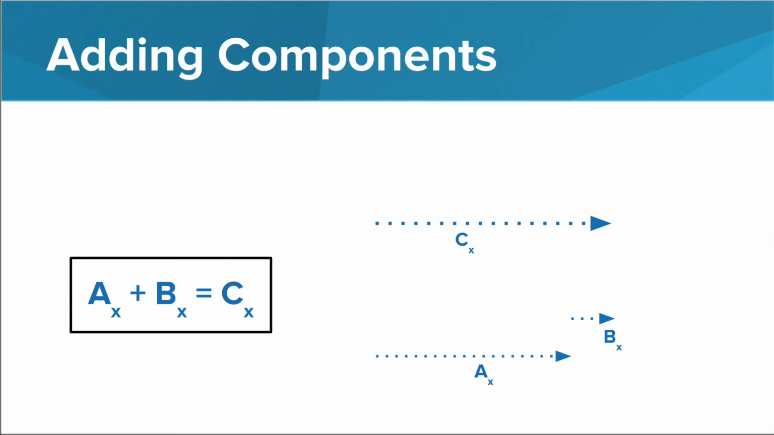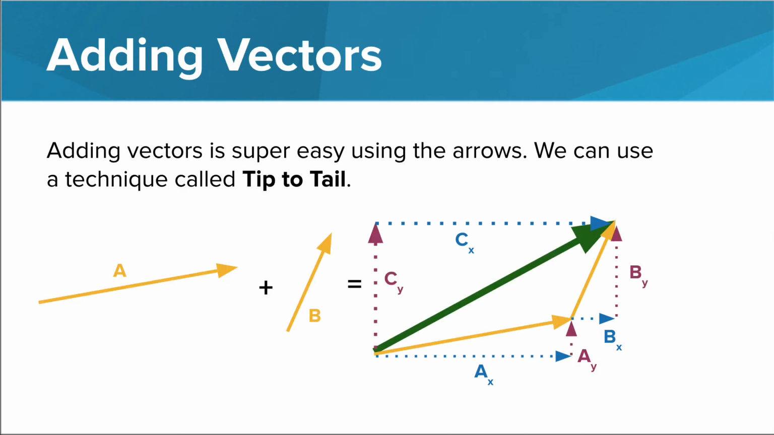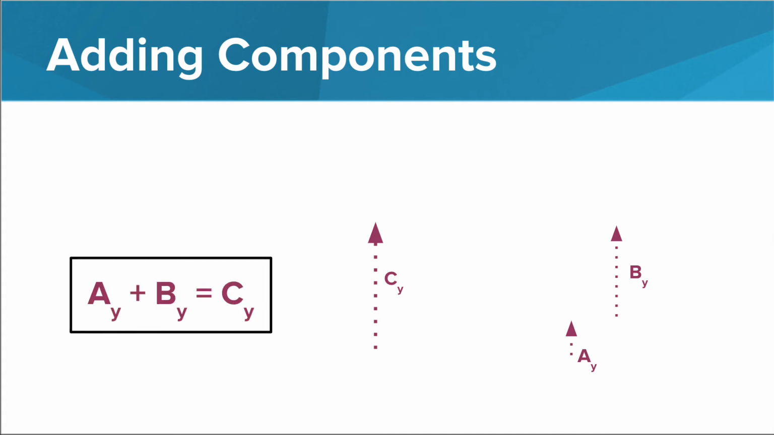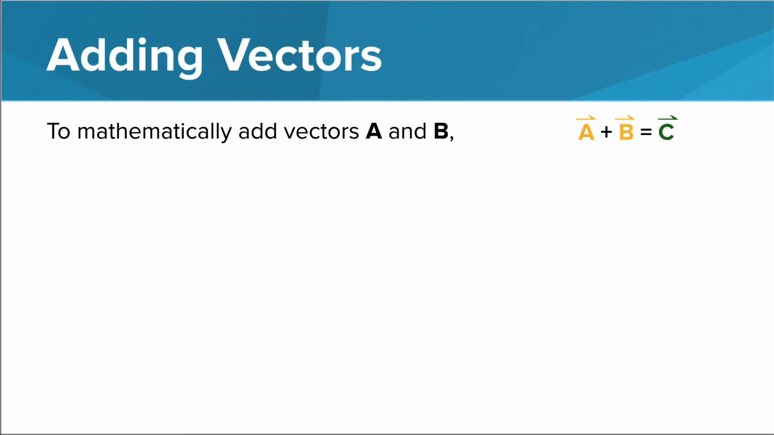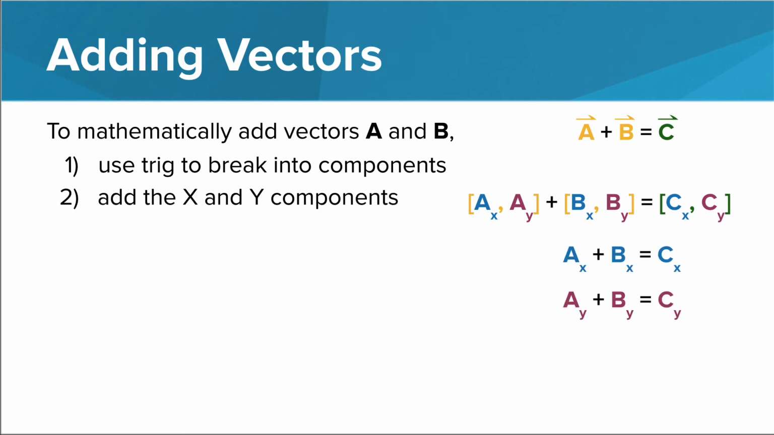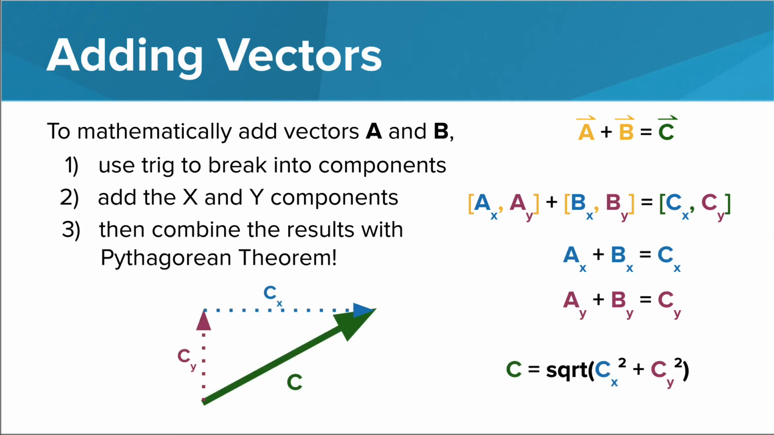And we can do the same thing with the y components. The full diagram again. And now, just the y components. Again, we can see that the components Ay plus By equals Cy. Pulling all of this together. To mathematically add vectors A and B, first break the two vectors into components. Use trig to break into the components. Add the x and y components. Then combine the results with the Pythagorean theorem.